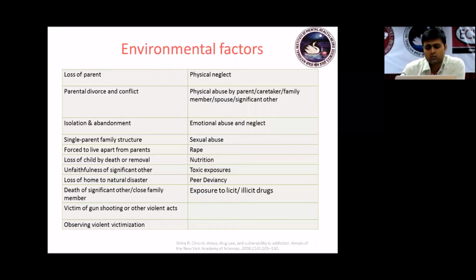This is not specific to adolescents alone. It's even common with adults also. But adolescents, being a growing brain, are more vulnerable to the HPA axis overactiveness. Nutritional deficits, toxic exposures, peer deviancy, and exposure to licit and illicit drugs are all contributing to the environmental factors, and these need to be systematically assessed.